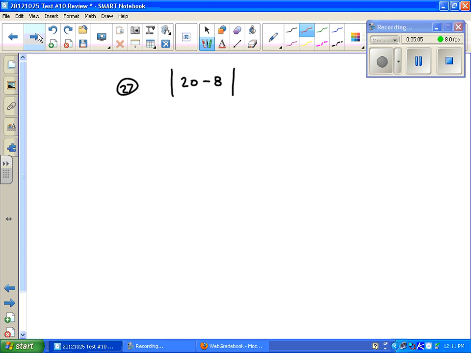And then 27 says the absolute value of 20 minus 8. You have to take 20 and subtract 8 from it. You get the number 12. The absolute value of 12 means how far away from 0 is it? It can't be negative because the distance is never negative, so it's 12.